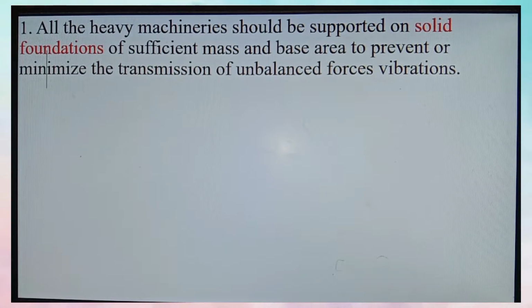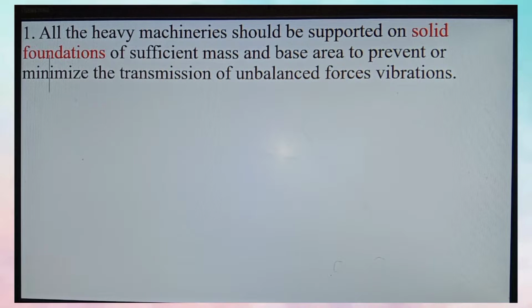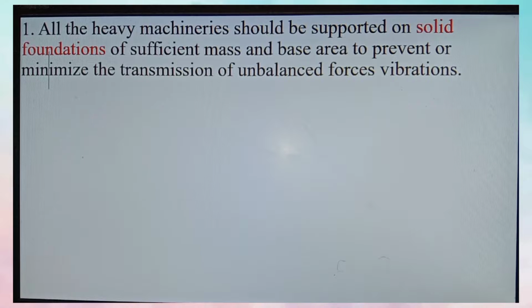all heavy machineries should be supported on solid foundations of sufficient mass and base area to prevent or minimize the transmission of unbalanced process vibrations. The main purpose why we need to place the machineries on a solid foundation is to minimize the transmission of unbalanced forces created that will lead to vibrations. Okay. Next is the second fact that I will share with you.